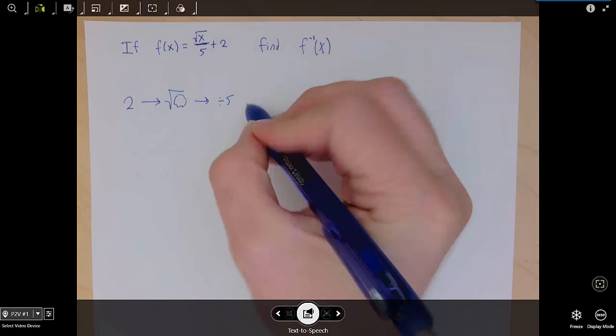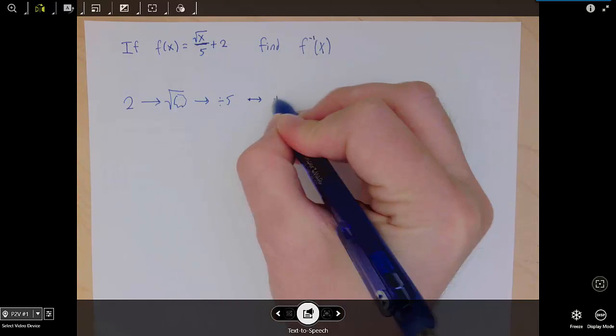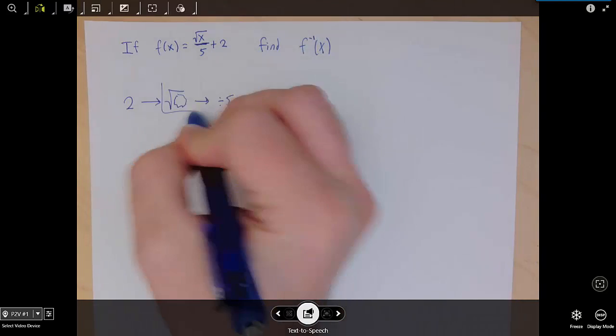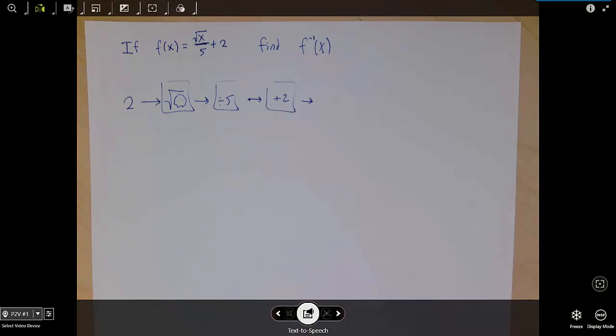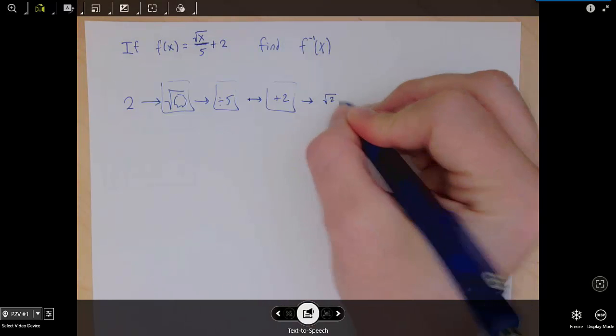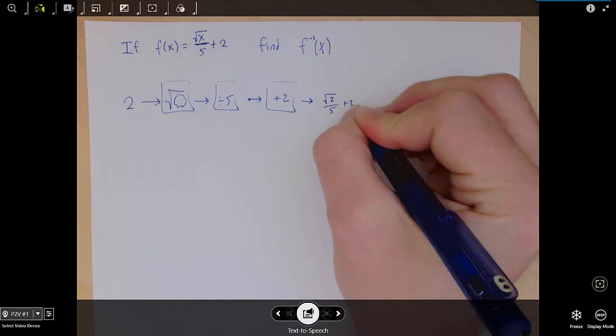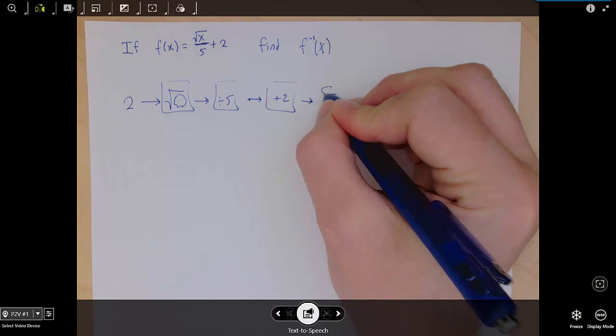And then the next thing that happens after that is I add 2. So there's 3 separate operations that happen. And my end result is root 2 over 5 plus 2. A number like that.